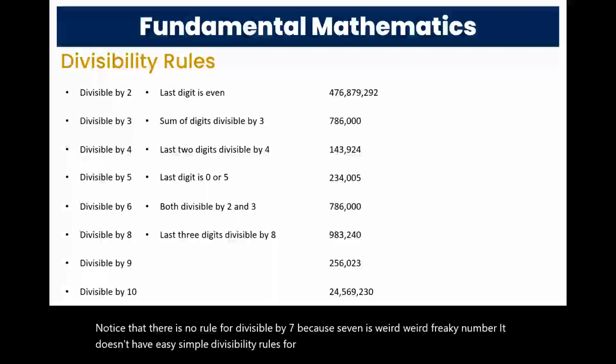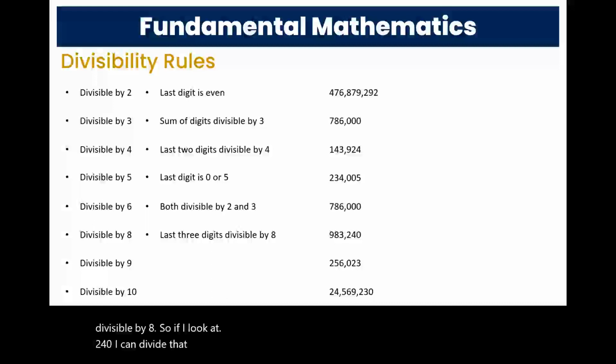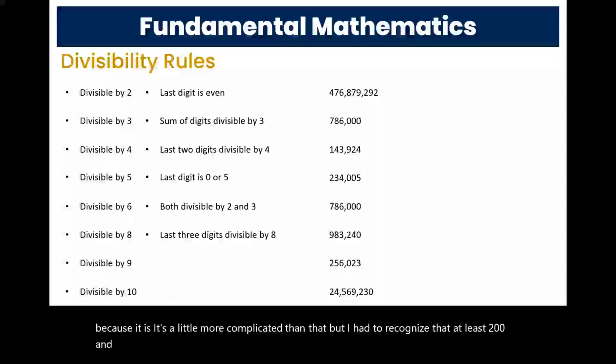Divisible by 8: the last 3 digits would be divisible by 8. So if I look at 240, I can divide that one by 8. I can't really just apply the rule for 4 and 2 in this case, because 8 is a little more complicated than that. But I have to recognize that at least 240 is divisible by 8. That will actually work. How about divisible by 9? What did the digits have to add up to?